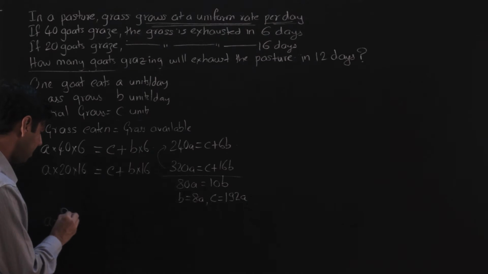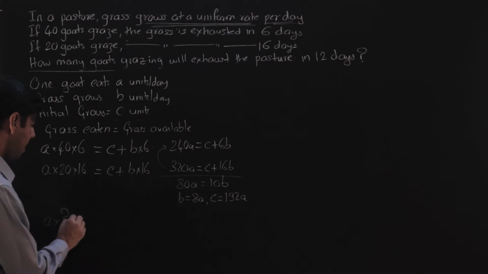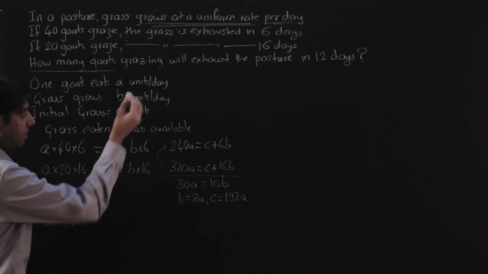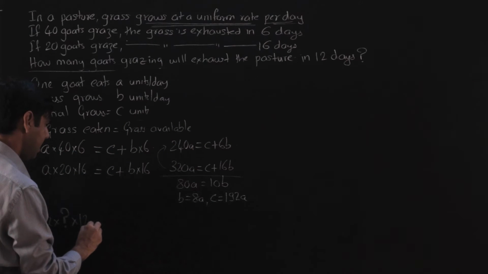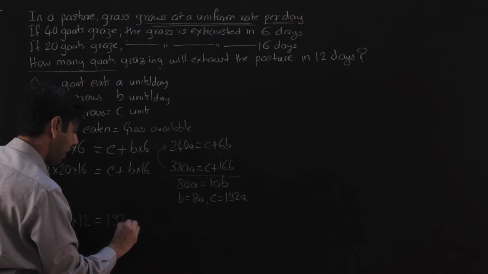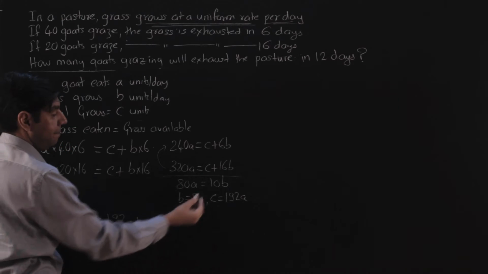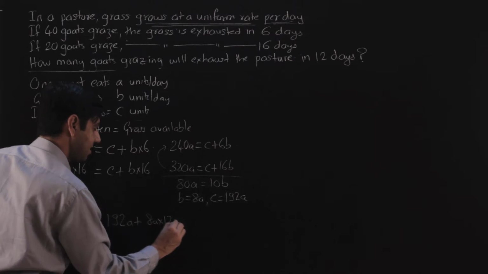You want to use a variable, use it. I am comfortable using a question mark itself. This is what I want to find. How many days? Say 12 days, right? Okay, it is asking us for 12 days. Is equal to C, and what is C? C is nothing but 192A plus B. B is nothing but 8A. 8A, how many days? 12 days.